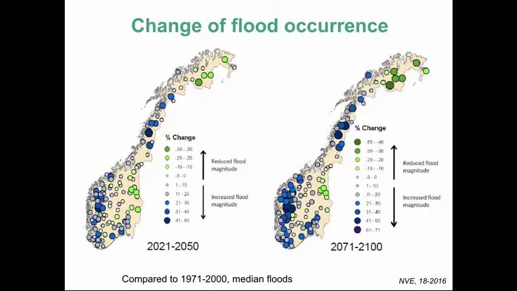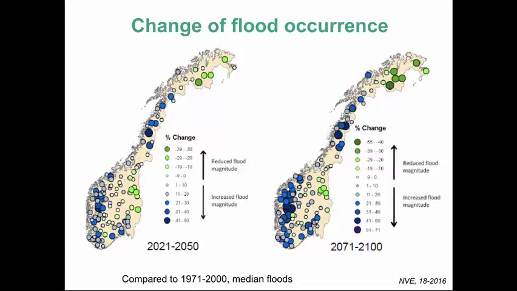There are some predictions done based on the IPCC scenarios. Here it shows how the mean floods will change compared to 1971 to 2000. The first figure shows the period of 2021 to 2050, and then up to 2100. The dark blue ones mean that the flood frequency is increasing, and the green ones are reducing.